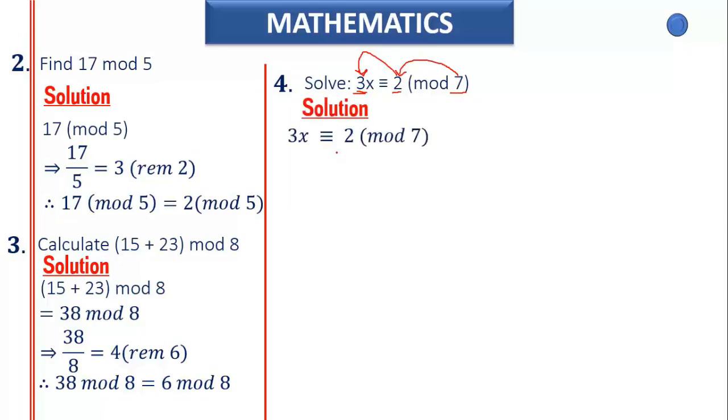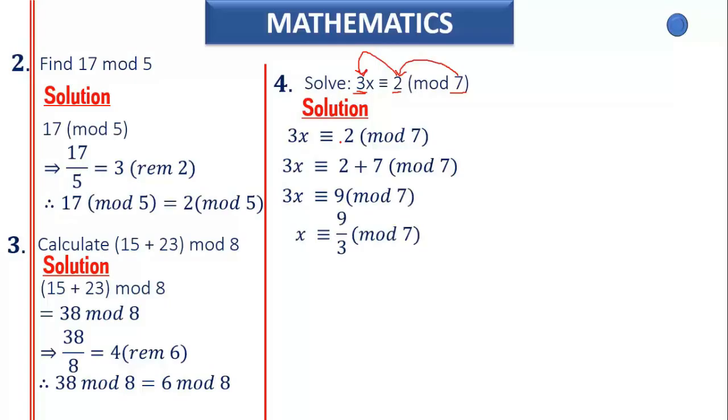From here, we know if we add 7 to 2, we have 9, which is divisible by 3. So just do your division straight up. Until you have that kind of value, you cannot go ahead. So 3 into 9 is going to be 3. So we can then say our answer is x is equivalent to 3 mod 7.